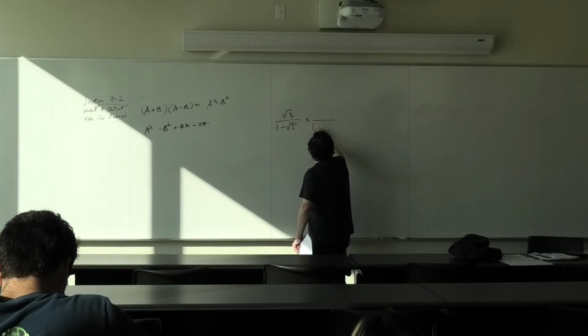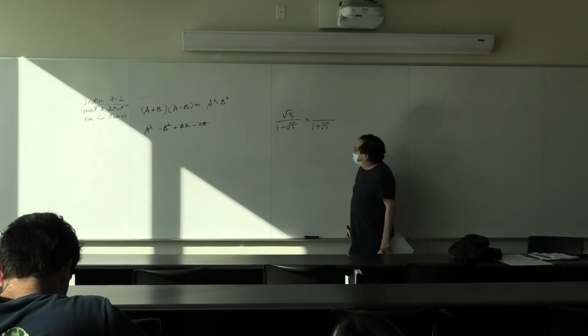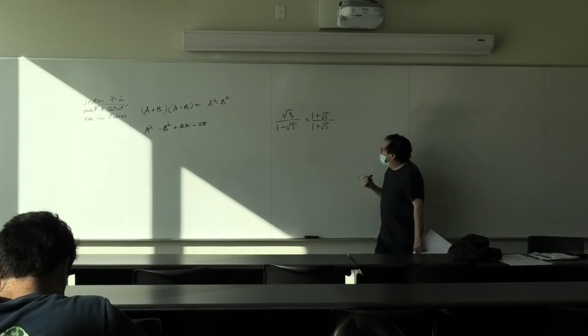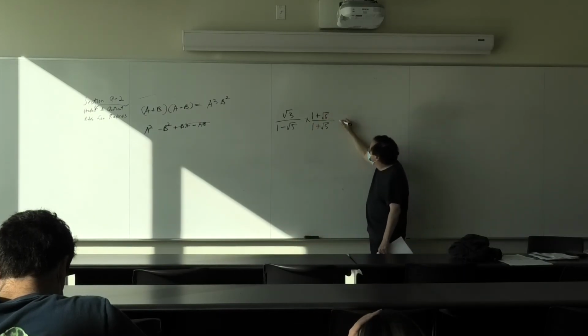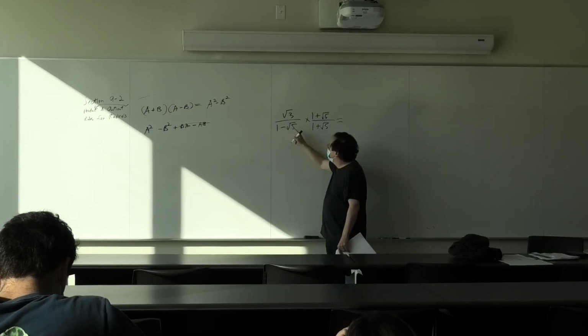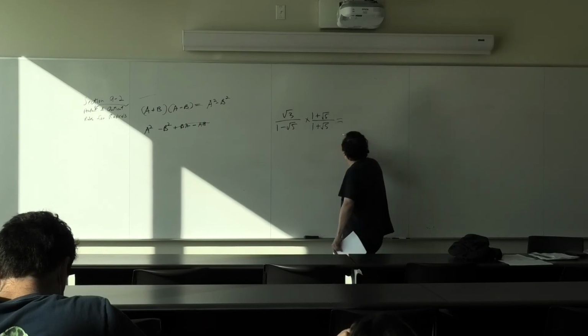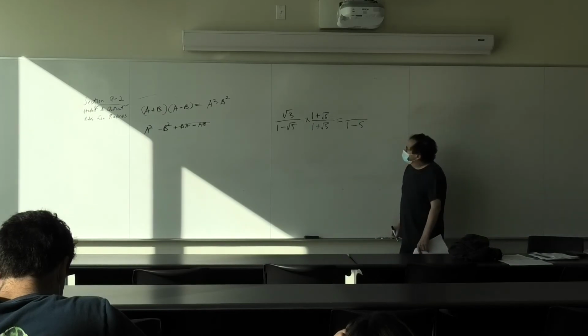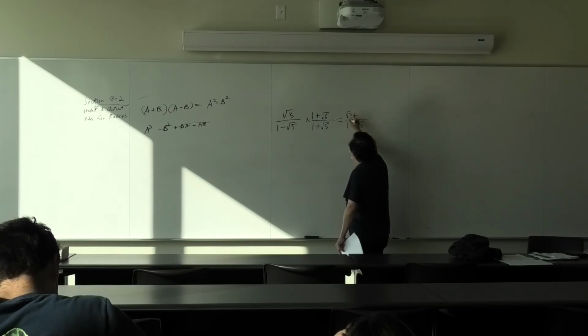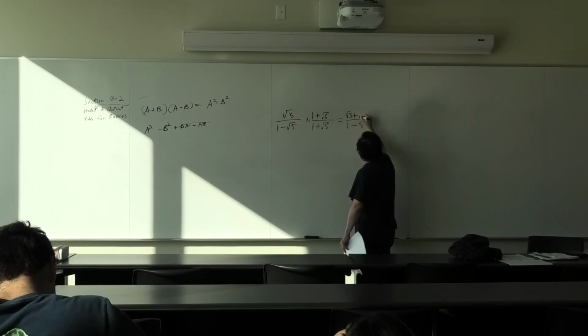On the bottom, we're going to write 1 plus the square root of 5. Well, of course, we have to multiply the top by 1 plus the square root of 5, because that's 1. Now, what do we get here? The pattern tells us this is 1 squared minus the square root of 5 squared, which is just 5. Up here, we have square root of 3 plus square root of 3 times square root of 5, square root of 15.